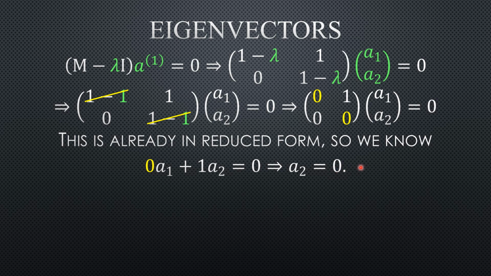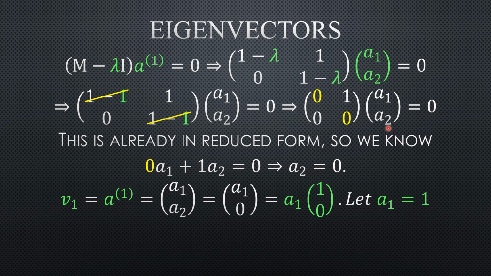That's very nice of us to have, but ultimately leads to something very bad when it comes to diagonalization. Now note that the second row being multiplied into this column gives us no new information because we just have 0 times A1, 0 times A2, and of course we know that equals 0. So we don't get any information from that.